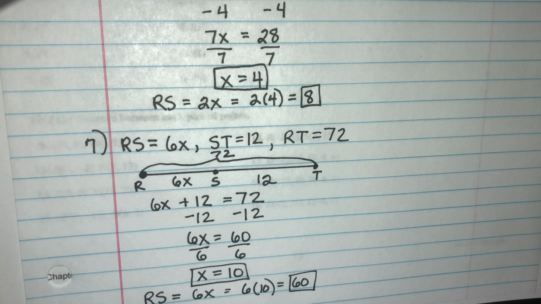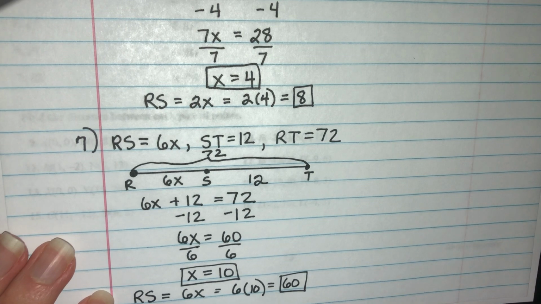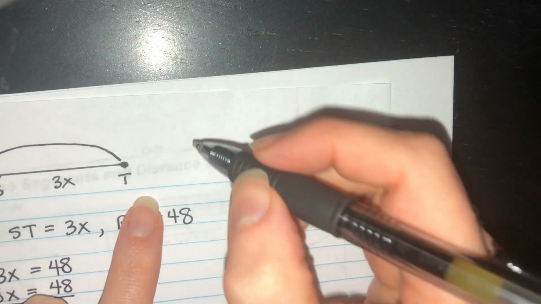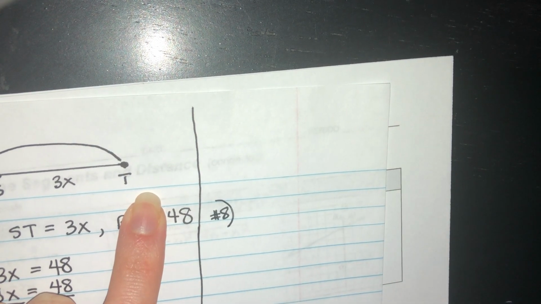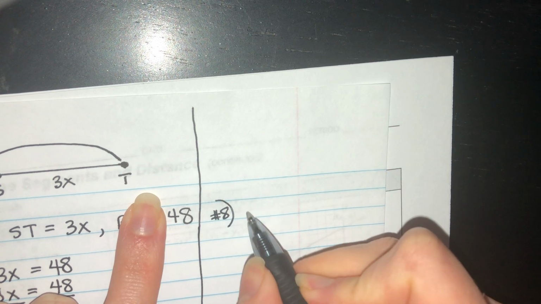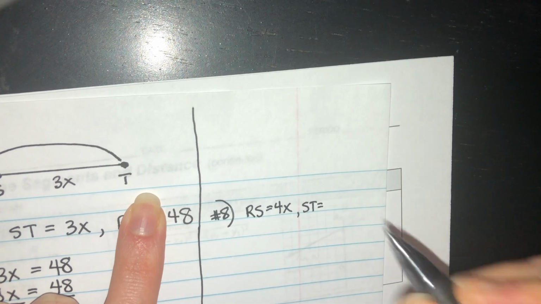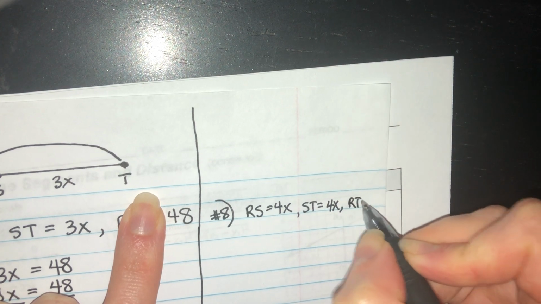Okay. Next we have number 8. Let's see. I'm running a little bit out of room on my paper. I'm going to go back up here to the top and draw a line and put number 8 here. So number 8 is RS equals 4x, ST equals 4x, and RT equals 24.